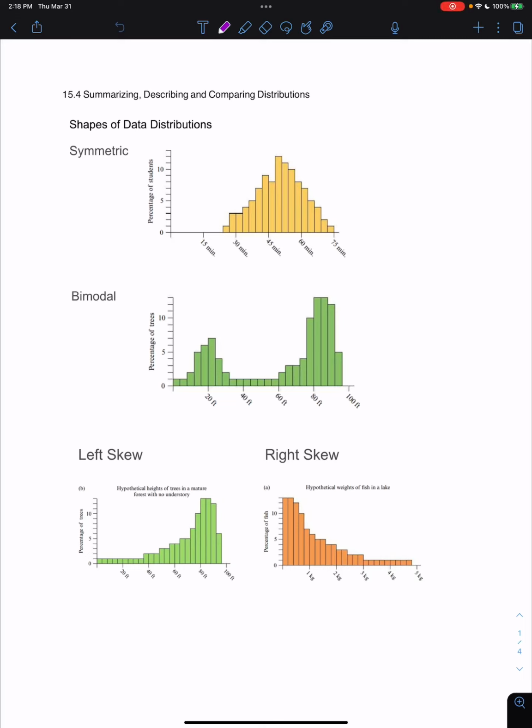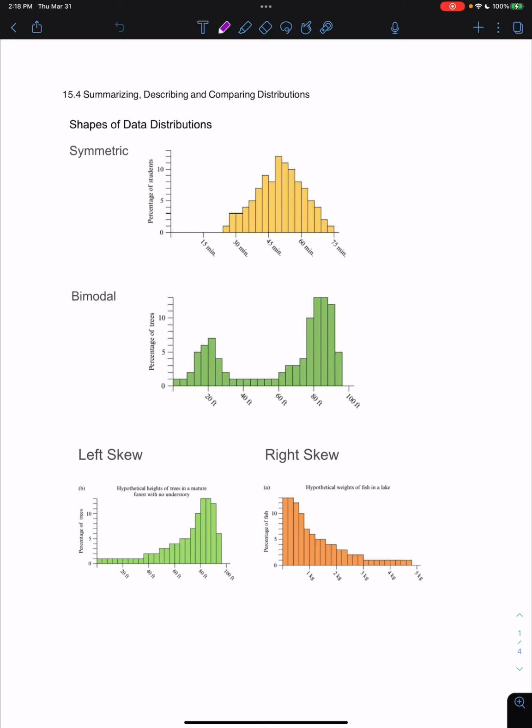In this section, we are going to talk about summarizing and describing different kinds of data distributions. So the first thing we want to talk about are the shapes of data distributions, and there are several that are common.